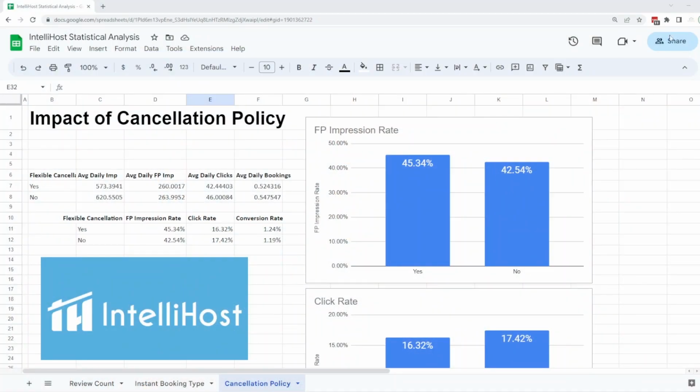So you can see here that the first page impression rate was actually a little bit higher for those that had a flexible cancellation policy. Now 3% is about the difference, but before you go saying you get a 3% higher first page impression rate just because you have a flexible cancellation policy, that's not what we're saying. Just generally there's a correlation between those that have a flexible cancellation policy and those that have a higher first page impression rate.